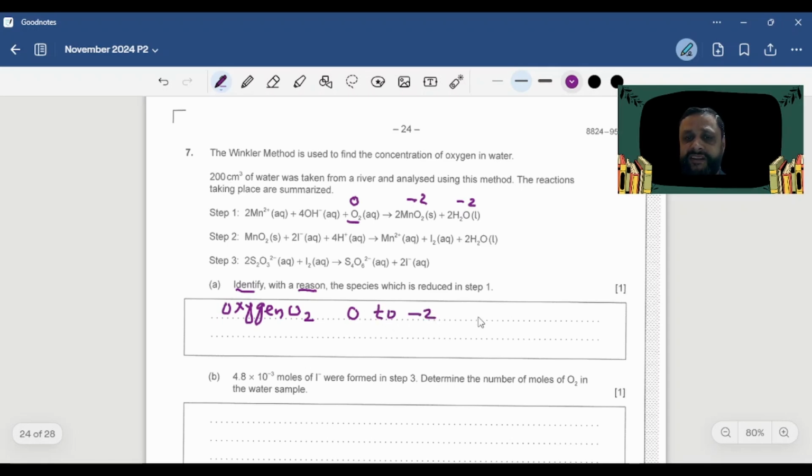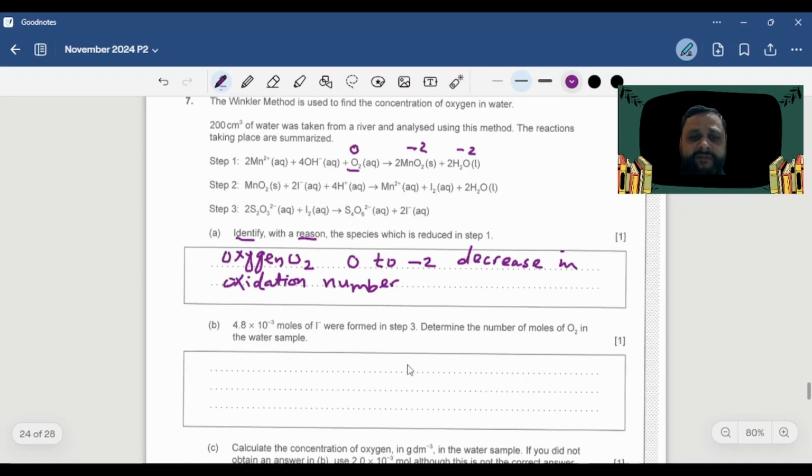And for the reason I will write 0 to -2. So decrease in oxidation number is called reduction. Decrease in oxidation number, 0 to -2. So that is the reason. That will give us 1 mark straight away. Let's move to the next part of the question.